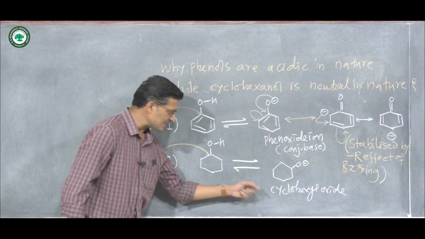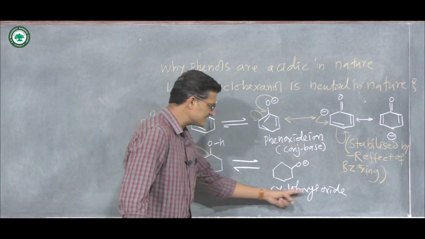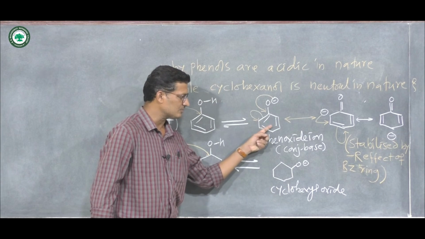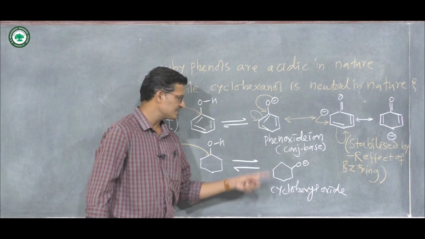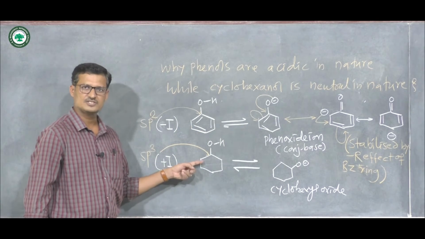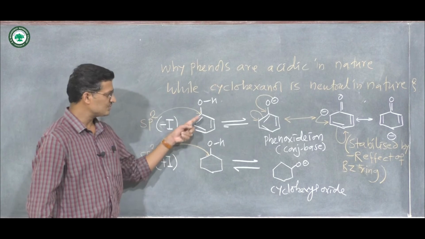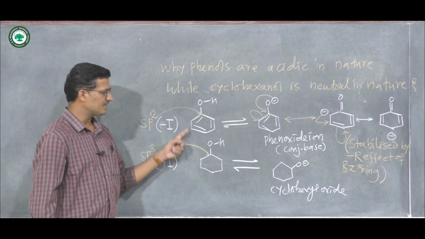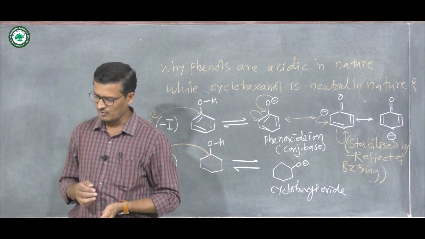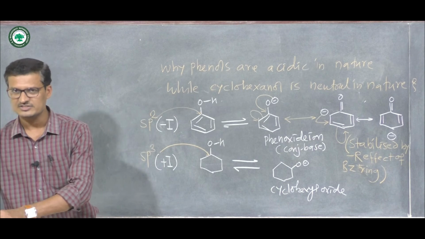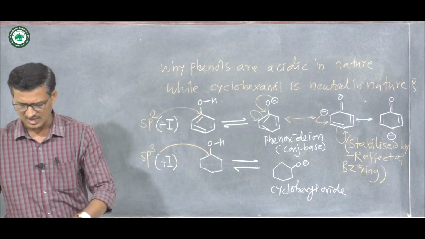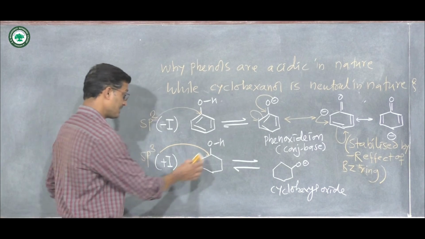What happens in the case of cyclohexanol? This cyclohexyl oxide is not stabilized like the phenoxide ion, and this makes phenol acidic in nature and cyclohexanol neutral in nature. So in this case we compared the acidity between phenols and alcohol, or phenol and cyclohexanol.